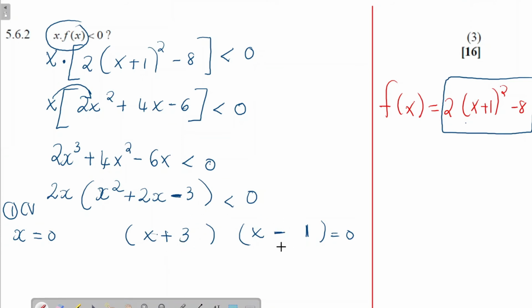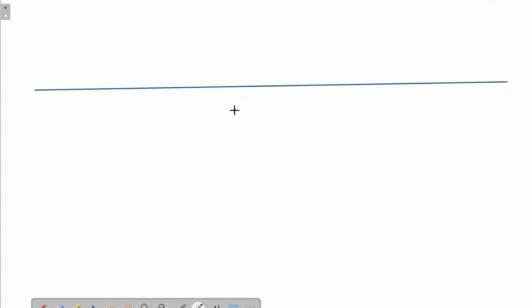Plus 3 multiplied by -1 is equal to -3. So the critical values are x equal to 0, x equal to -3, and x equal to 1. The next step, guys, we need to put these critical values on the number line, right? So we've got x equal to 0, x equal to -3, and x equal to 1. We literally put them on the number line.